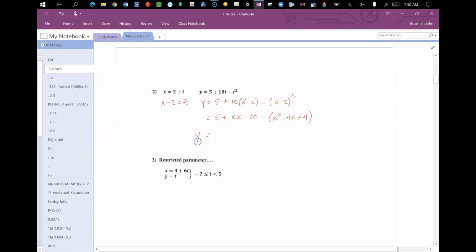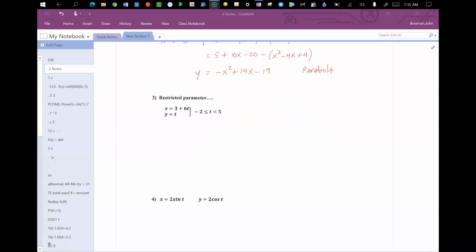Combine like terms, so we have the opposite of x squared, plus 10x plus 4x, which is 14x, plus 5 minus 20 minus 4, so a minus 19. And we have a parabola.